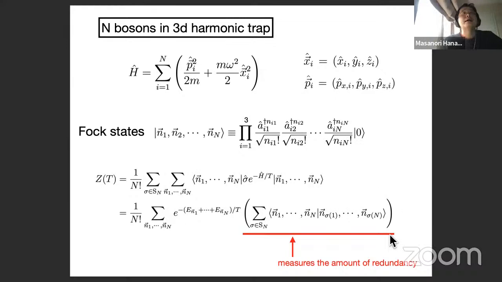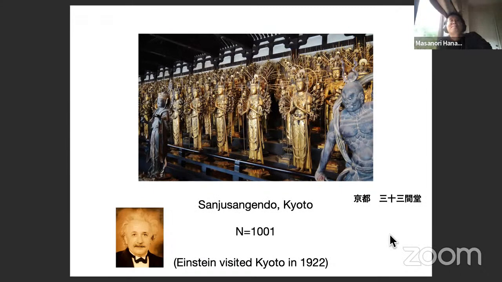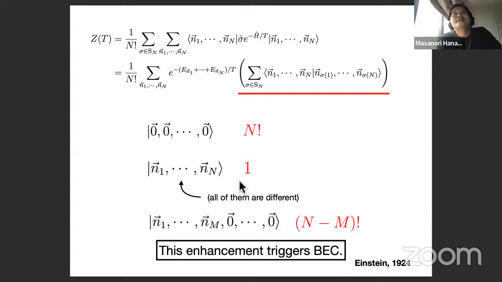Exactly 100 years ago, Einstein went to Kyoto. He was there for only a few days, so I'm not really sure if he went to this famous sightseeing spot. But at least I think he heard the rumor about this very popular sightseeing place. He learned about the system of 1001 identical Buddhas. It is a nice place, you should go if you go to Kyoto. If you see this, for sure you would want to understand the consequence of indistinguishability of many particles. So Einstein spent more than one year to understand the implication of this indistinguishability of Buddhas, and then he found the answer in 1924.